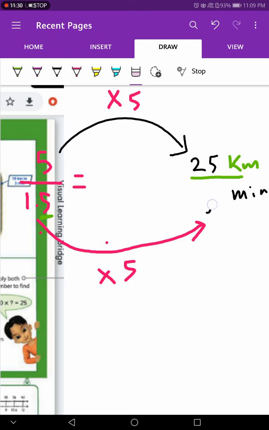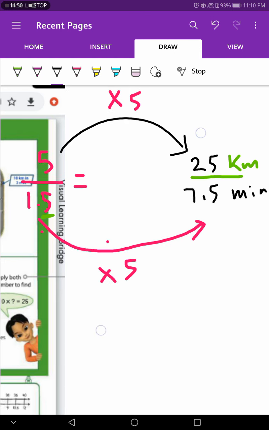So 25 kilometers need 7.5 minutes, or 7 minutes and a half, to cross 25 kilometers.